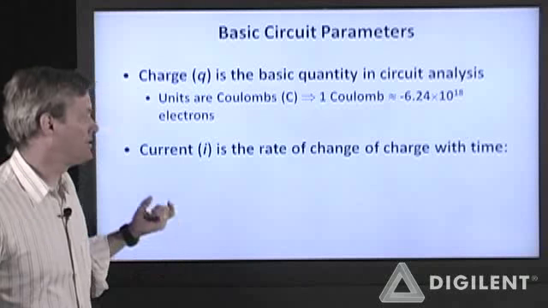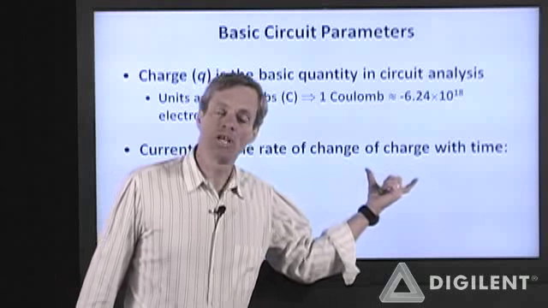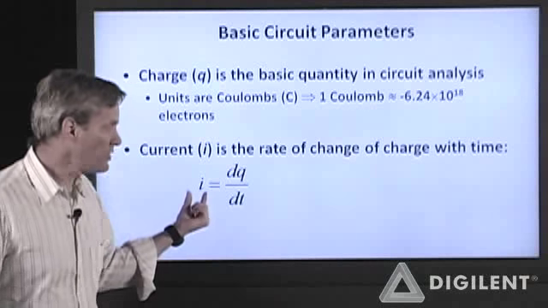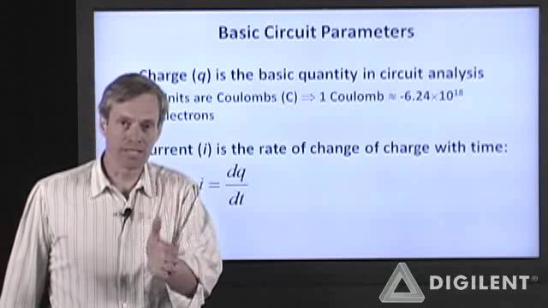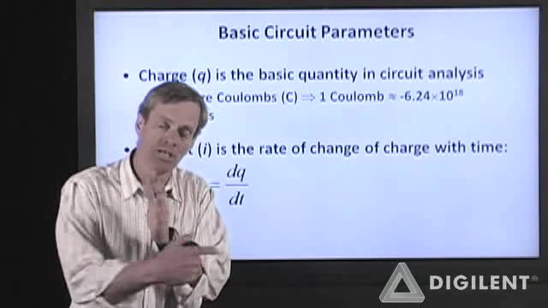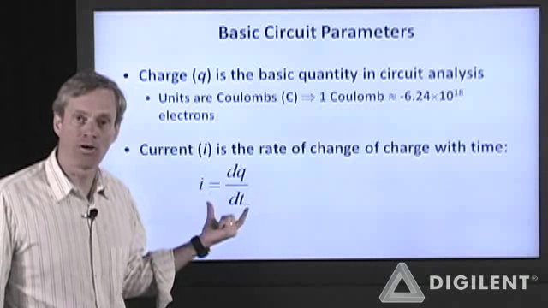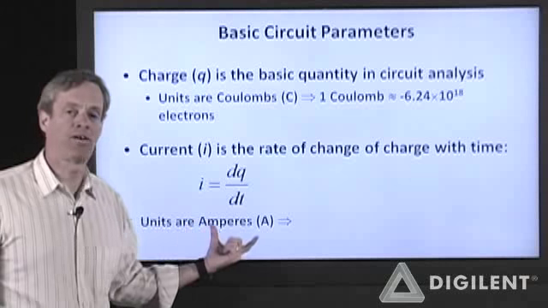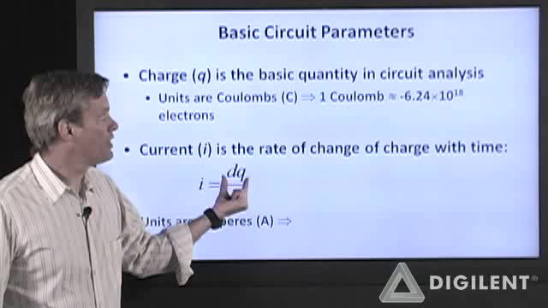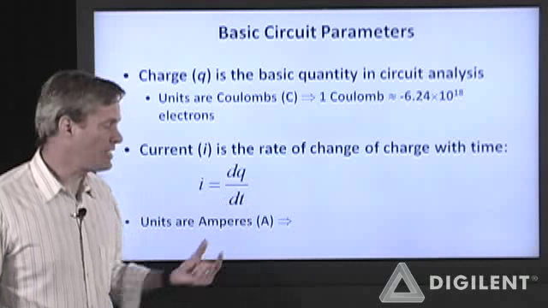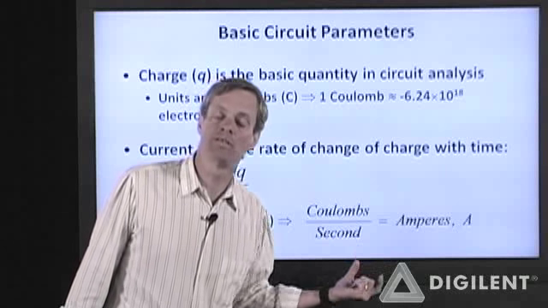The first of these is current. It's abbreviated as lowercase i. It is the rate of change of charge with time. So i is dq/dt in mathematical form. What we're doing is sitting at some point in our circuit and watching electrons go by us. The rate at which they're going by gives us the current. The units of current are amperes, abbreviated as capital A. Units of charge are coulombs. Units of time are seconds. So amperes are actually coulombs per second in more fundamental units.